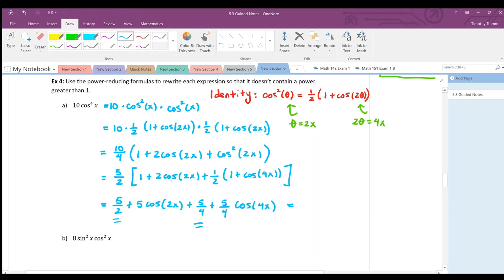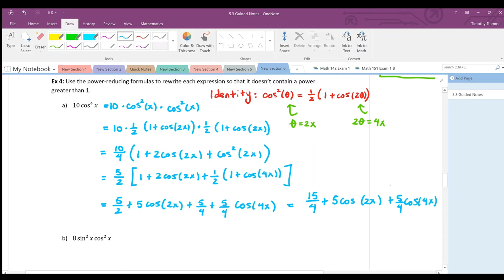5/2 plus 5/4. And if we add those together, we should get 15/14, or not 15/14, 15/4. Because if we did get a common denominator of 4, this first fraction would be 10/4. So we have 10/4 plus 5/4, which is 15/4. And next, we have the remaining trig terms. So 5 cosine of 2x plus 5/4 cosine of 4x.